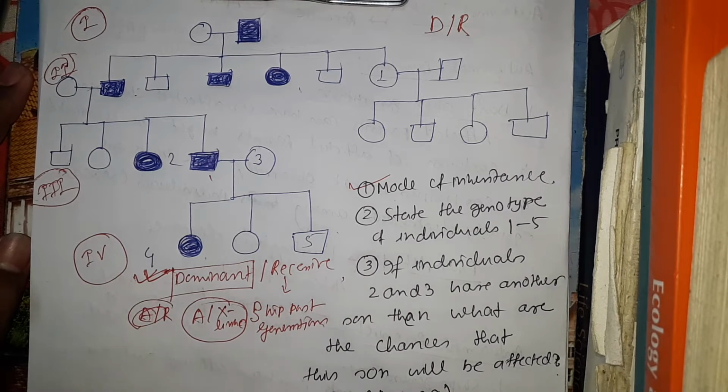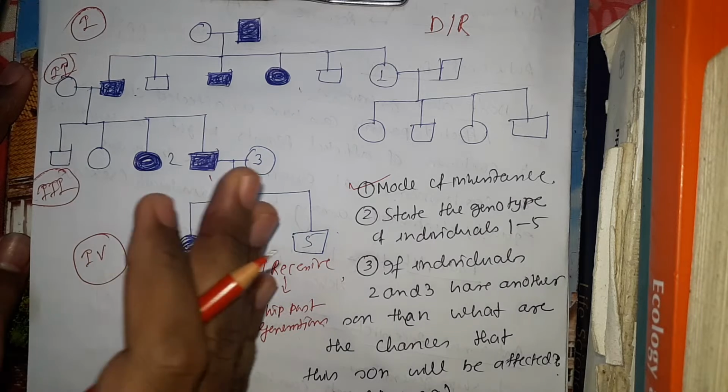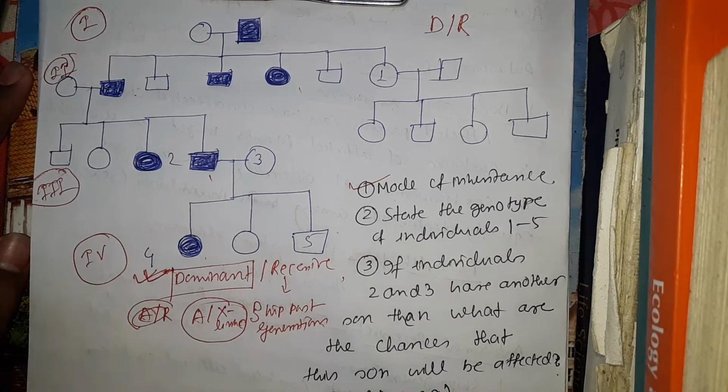So what it is: if the trait is equally distributed among sexes, let me repeat it again, if the trait is equally distributed among sexes, then we can easily conclude that the trait is autosomal.